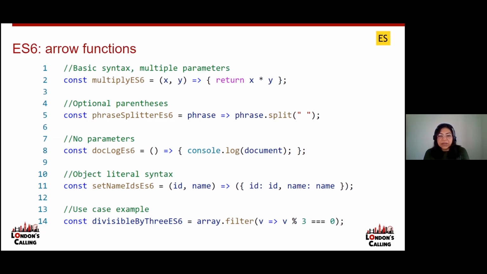And we have a use case in line number 14: if you want to use the method filter from arrays, you have to send a function. So in this way, you can use an arrow function to specify a concise way for the filter function to work. So in here, what we are doing is just basically getting all the numbers that are divisible by 3.